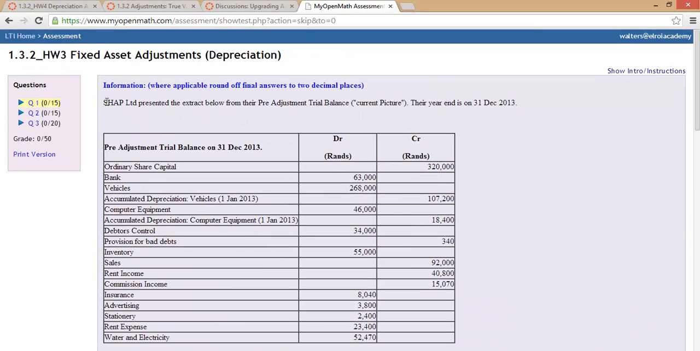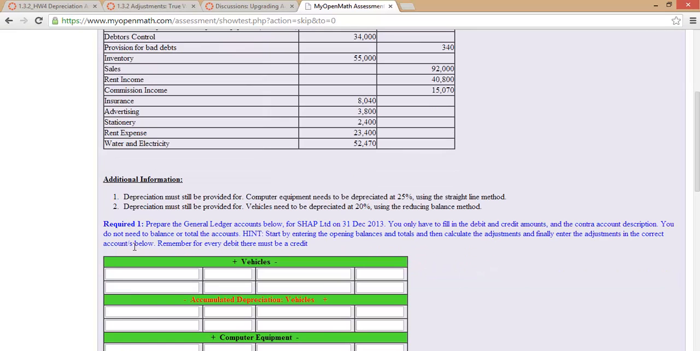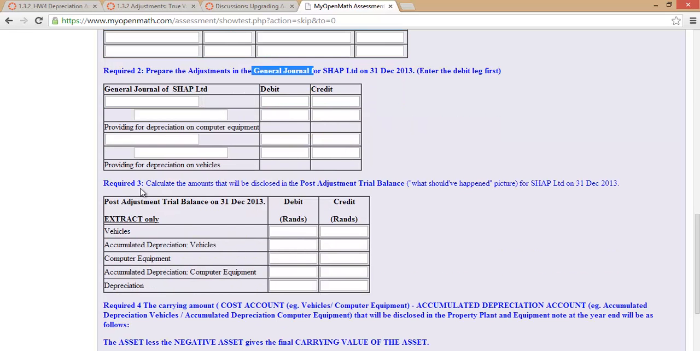Right, we're presented with Sharp Limited's pre-adjustment trial balance. Year end is 31 December. We've got additional information about depreciation. Requirement 1 is the general ledger. Requirement 2 is the general journal. Requirement 3, post-adjustment trial balance.